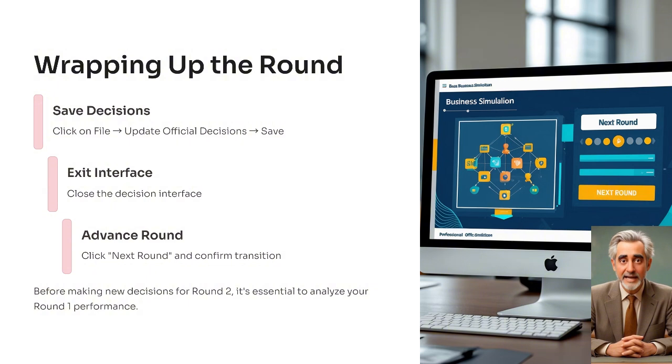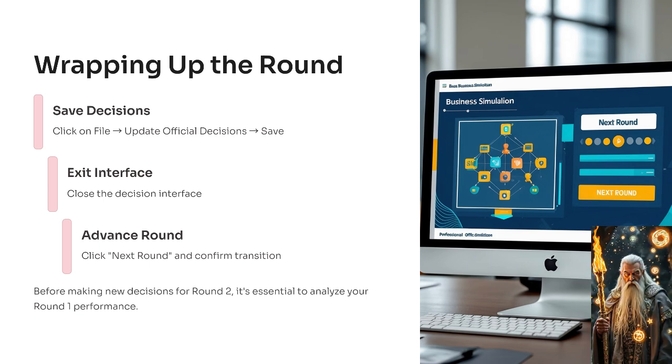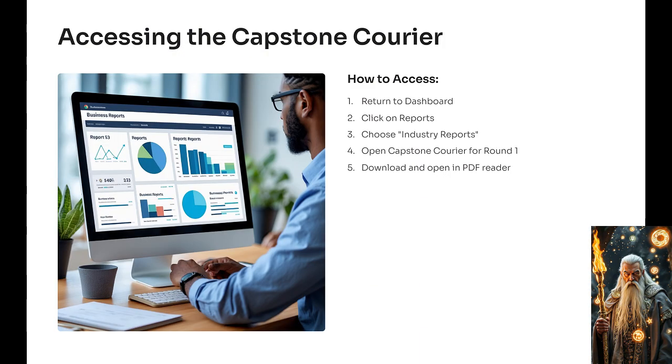But before making any new decisions, we must first reflect on our past performance. That's where the CapStone Courier comes in. Part 2. Accessing the CapStone Courier. Head back to the dashboard and click on Reports. Choose Industry Reports. Open the CapStone Courier for Round 1, the round you just completed. Download the Courier and open it in your PDF reader. Let's walk through the key sections together.